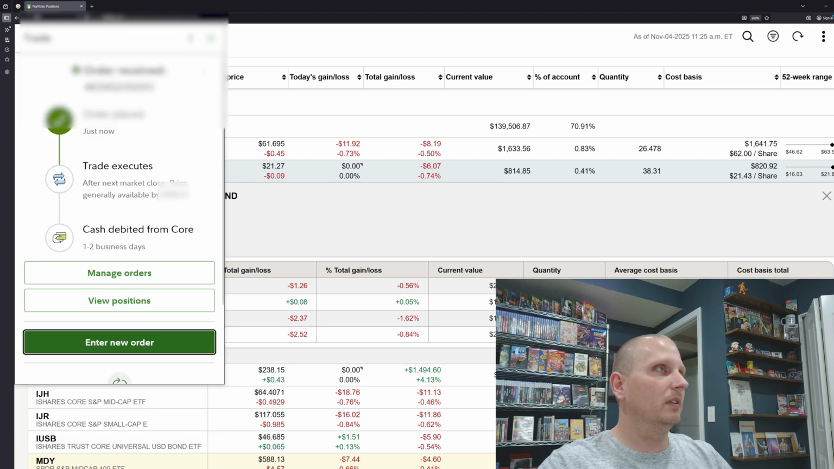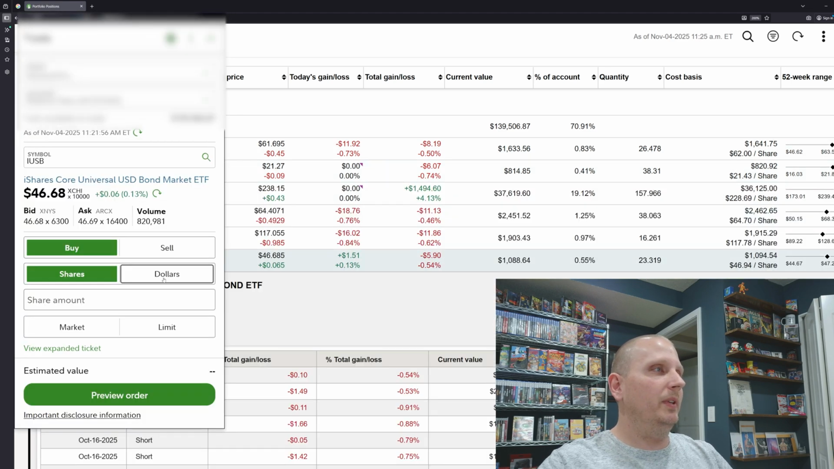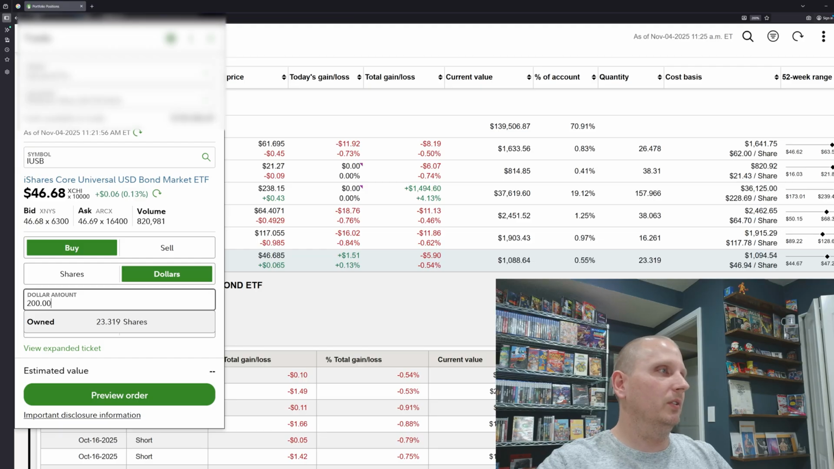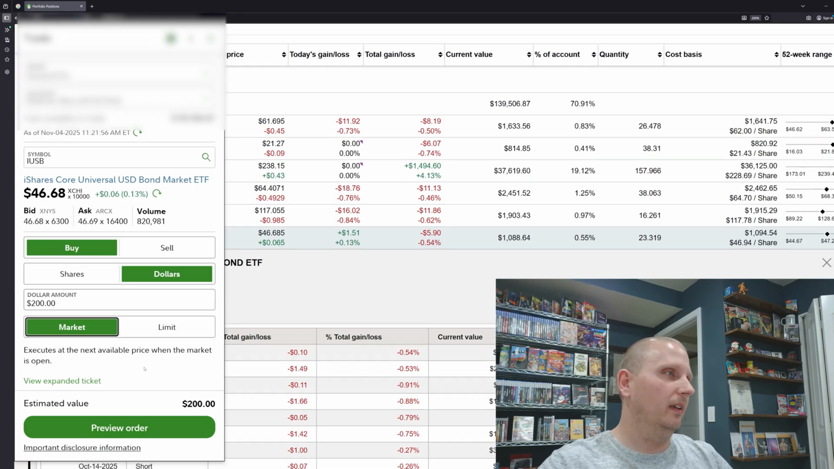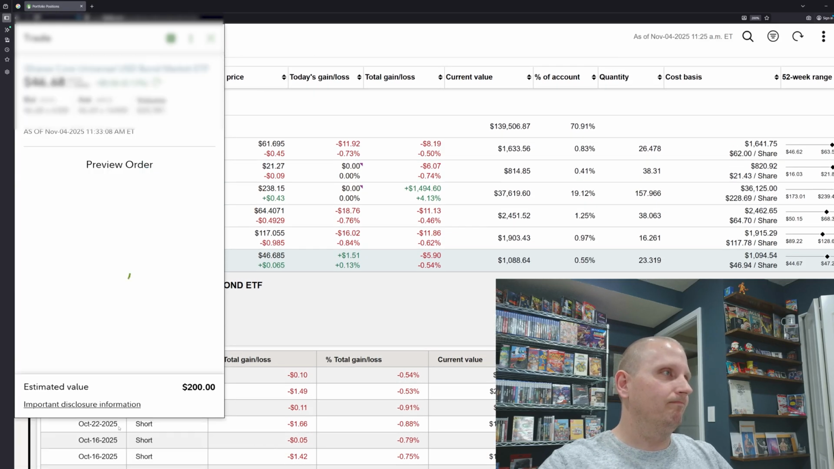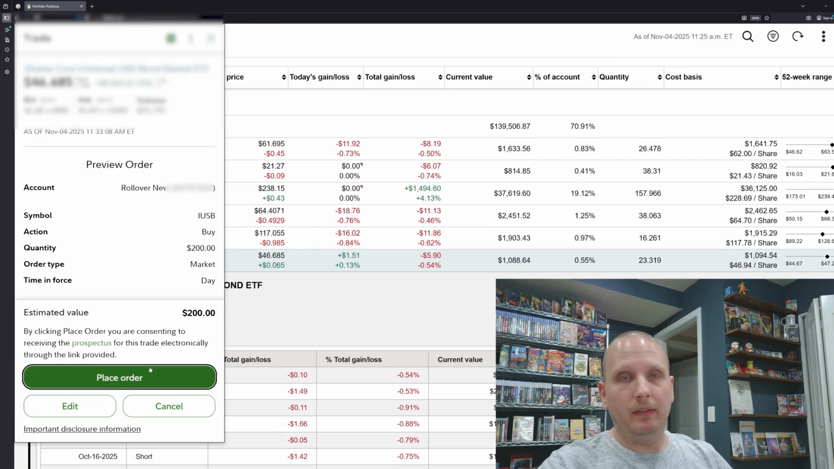Place order. IUSB is a bond fund, a couple $100 on this one too. So bonds are not ownership pieces. They're not stocks, obviously. A bond is a piece of debt. So when you buy a bond, the bond issuer, the company that issued the bond, pays a percentage of interest to you, the bond owner. So a bond fund like this one will contain hundreds or probably thousands of different bonds.